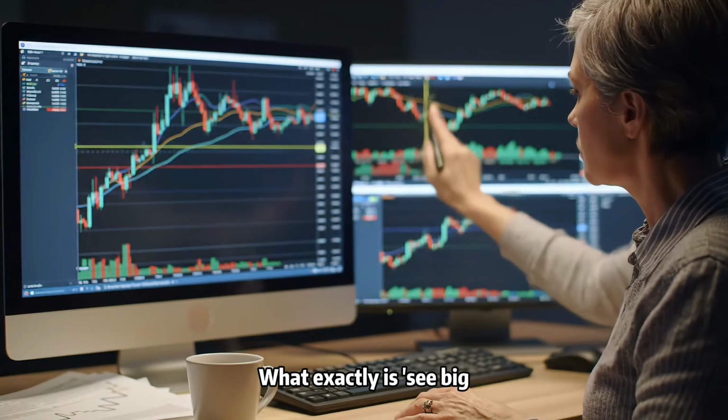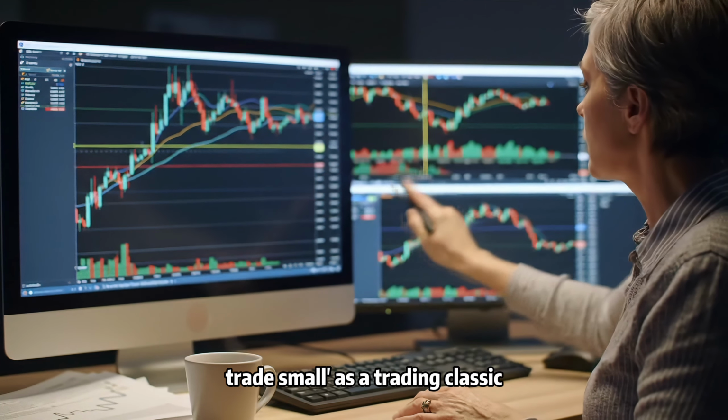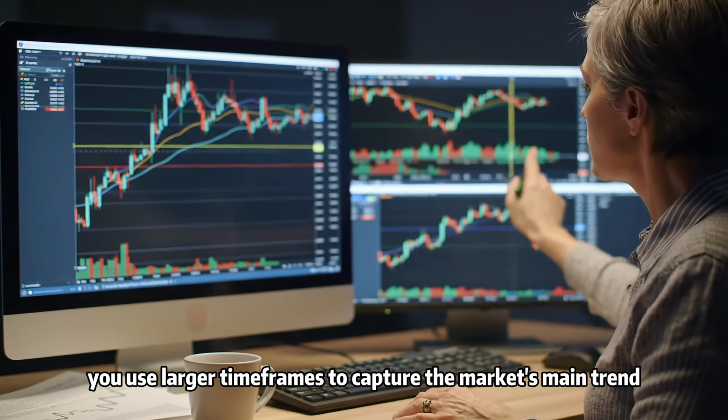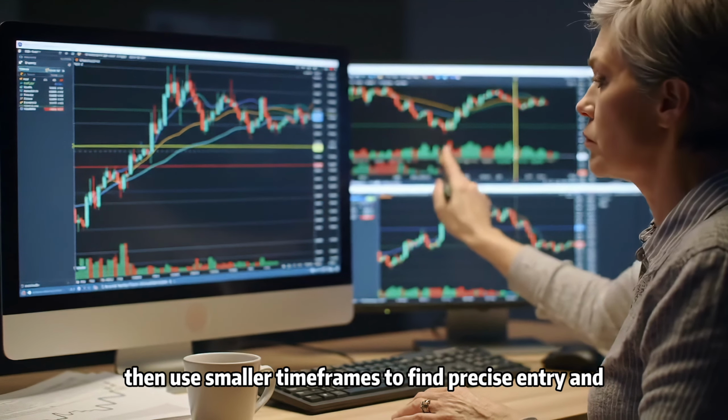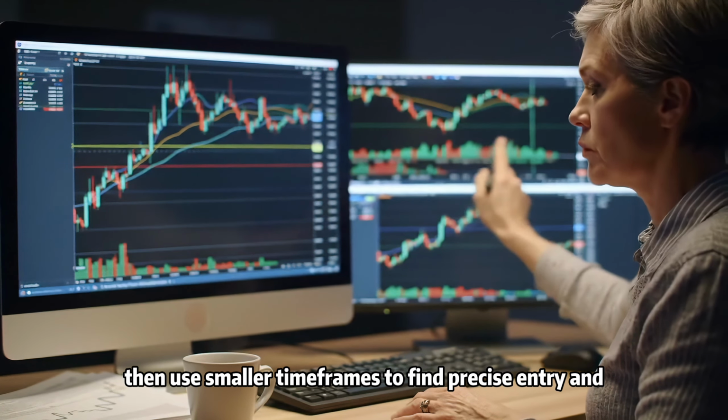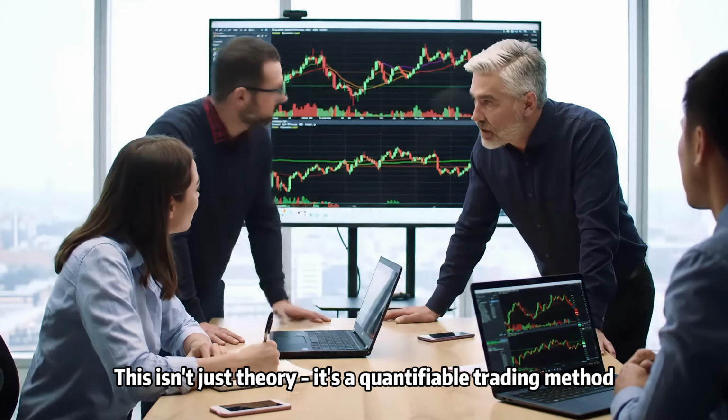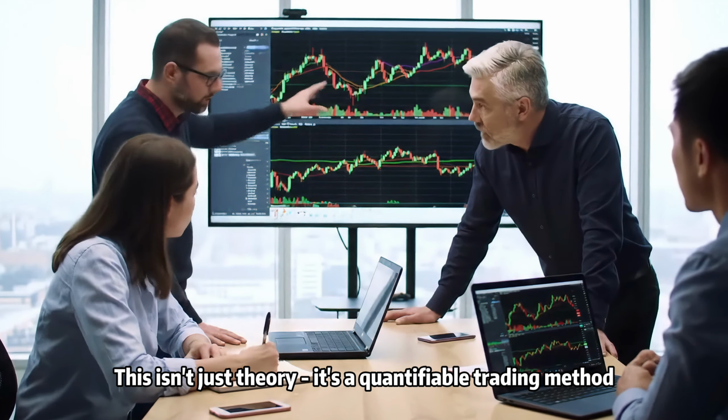What exactly is see big, trade small as a trading classic? Simply put, you use larger time frames to capture the market's main trend, then use smaller time frames to find precise entry and exit points. This is not just theory, it is a quantifiable trading method.